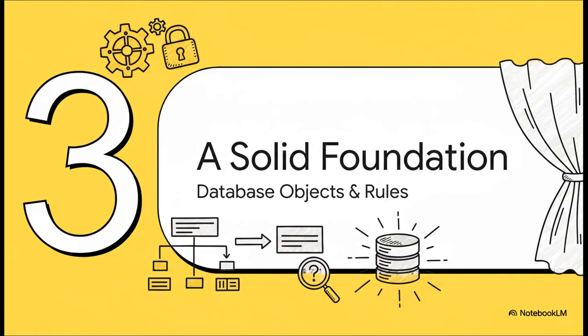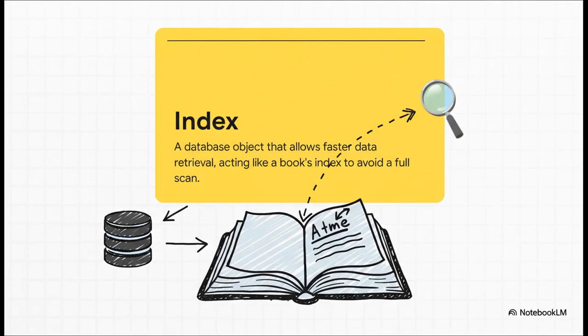Okay, now let's pull back the curtain a little and look at the architecture that makes all this possible. These are the behind-the-scenes objects and rules that make sure our data isn't just sitting there, but that it's also fast, reliable, and intelligent. So here's the crucial takeaway. If your query is running slow, the very first thing you should think about is an index. It's just like the index in the back of a book.